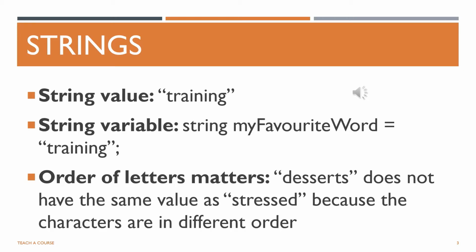We should also note that the order of characters does matter. So let's say that we have a string with desserts, and then we have another different string with stressed. Although the two strings have the same letters, they would not be considered as having equal value because the letters are in different orders. So what makes a string a reference type?